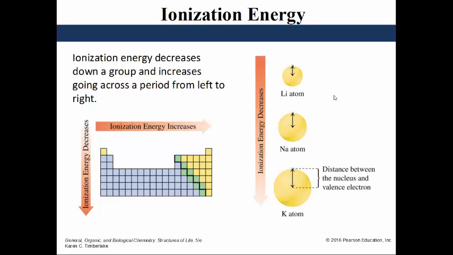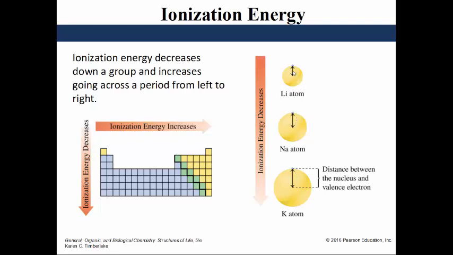And here's another way to think about it. We have three examples given here: lithium, sodium, and potassium. Of these three, lithium is the smallest. Then sodium is a little bit bigger, then potassium is a little bit bigger than that. So the distance between the nucleus and its outermost shell is really small here, a little bit bigger here, and a little bit bigger here. The energy you would need to take away this electron would be less than here and less than here.